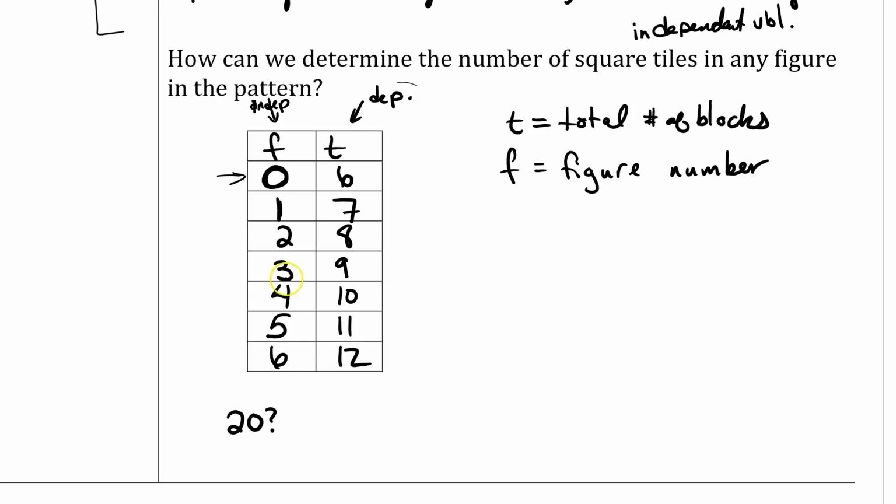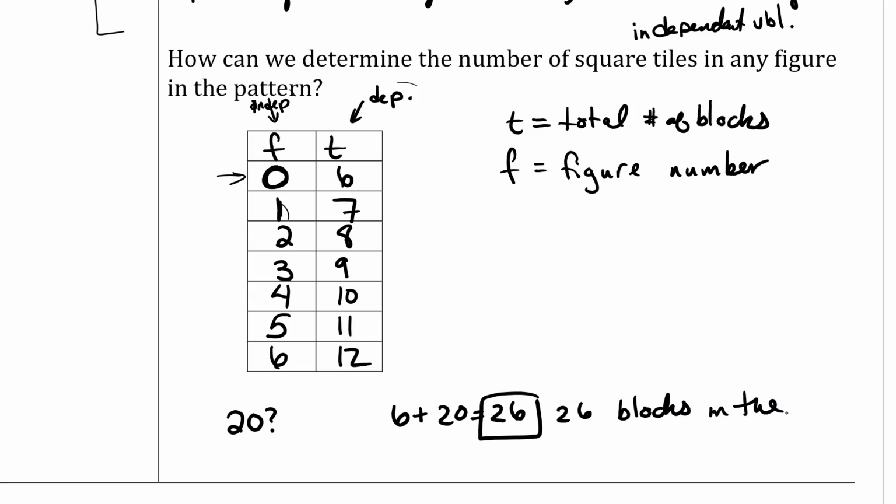So with the first figure we say 6 plus 1, which is the figure number. With figure 2 we have 6 plus 2, which is the figure number. So with 20, we're going to say 6 plus 20 is 26. So there will be 26 blocks in the 20th figure.